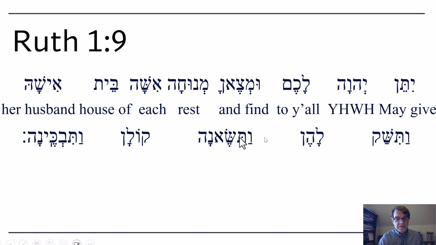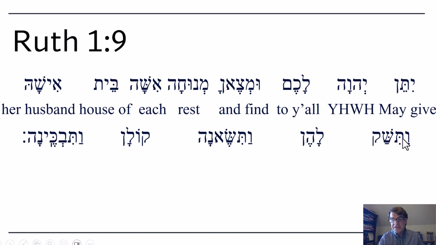Now, see if you can pronounce this, the next line of 1:9. Vattishak lahen. Sorry, I messed that one up totally. Vattisena kolan. Man, I'm having trouble today. Vattivkena. There's ken. Ken's there. All right, so what do we recognize?